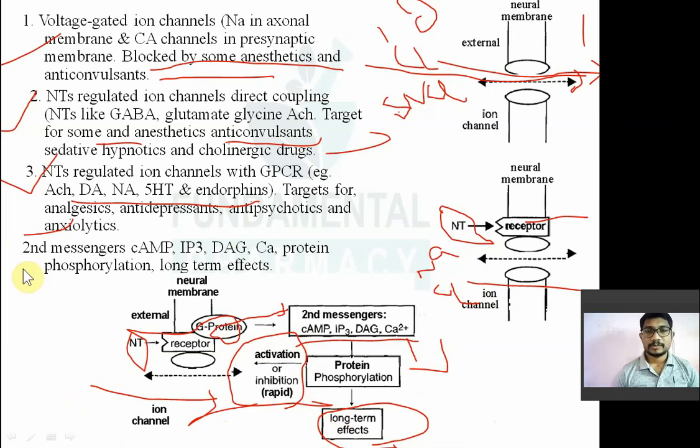These are the types of ion channels. The secondary messengers involved in this are cyclic AMP, which means cyclic adenosine monophosphate, inositol 3 phosphate, diacylglycerol, and calcium.